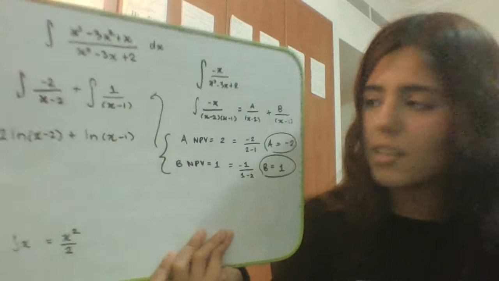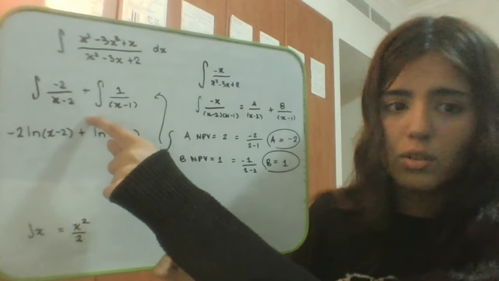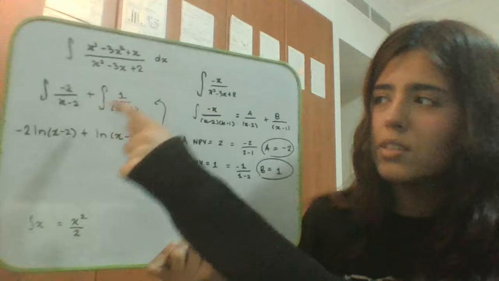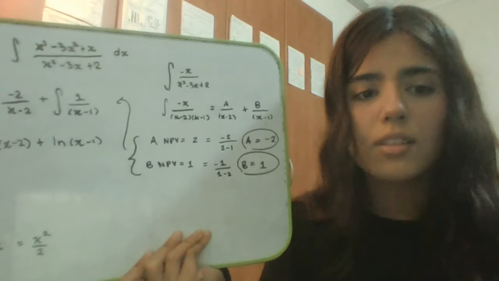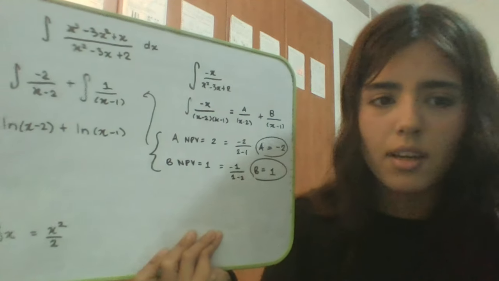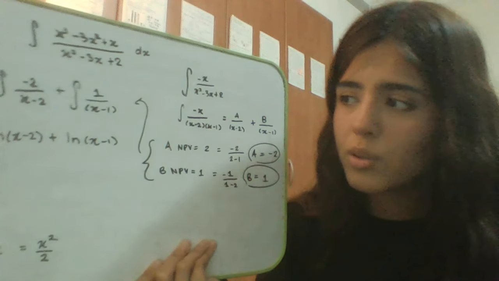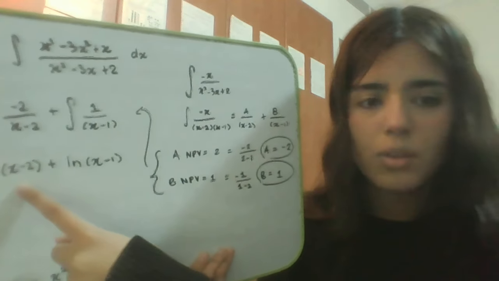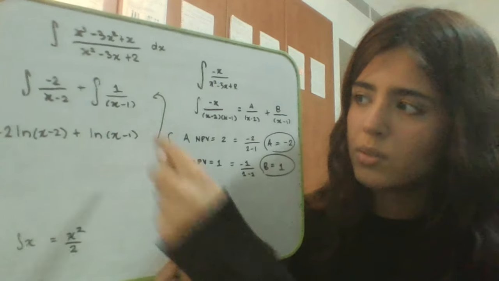Okay guys, so as I said, we're going to plug our a and b values back into these and integrate these like normal. So we have negative 2, which is a, negative 2 over x minus 2 plus integral of 1 over x minus 1. Now we just integrate this like normal. I'm sure you learned in class how you can integrate something like this, and it's in the formula sheet, I'm pretty sure. So the integral of negative 2 over x minus 2 is negative 2 ln x minus 2. Once again, this is on the formula sheet, so I'm not going to explain it. And then we have ln of x minus 1.